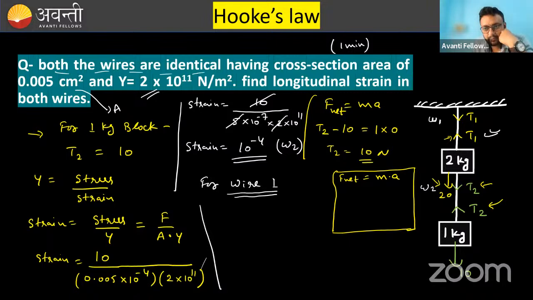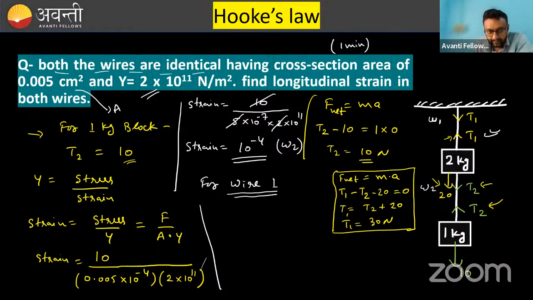So F net is what? Three forces are there. Upward force is taken as positive, T1. Downward force is taken as negative, that is minus T2. And another downward force is 20, that is minus 20, is equal to 0. So T1 is equal to what? T2 plus 20. And T2 is what? 10 Newton. So T1 will be 30 Newton. So we have calculated T1.